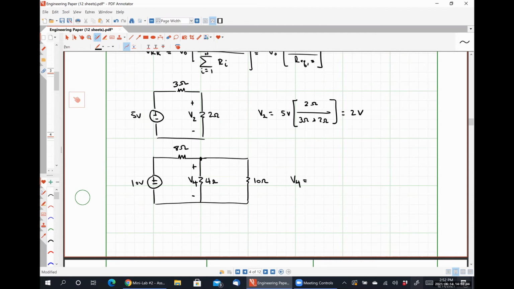So V4, which is really the voltage drop over the 4 ohm resistor and 10 ohm resistor in parallel, is going to be 10 volts, my known voltage drop, multiplied by 4 ohms in parallel with 10 ohms over 8 ohms, which is in series with that parallel combination of 4 in parallel with 10. Give me just a moment. I'll throw this in my calculator and we'll see what it is.